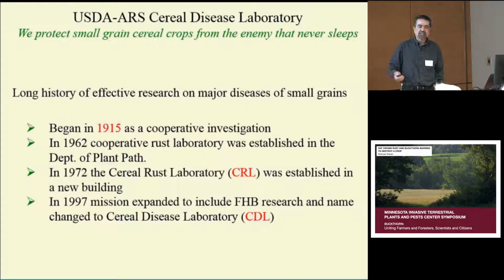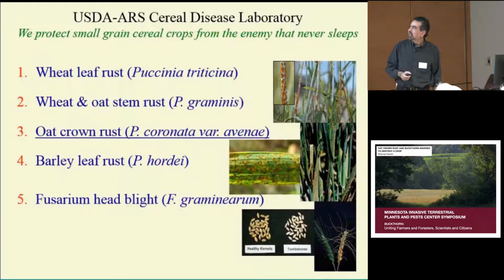But in 1997, a fusarium head blight epidemic hit. It caused billions and billions of dollars in losses to wheat, barley, and oat growers in the US. That was added to our mission, and that's when we became the cereal disease lab. So the diseases we work on are wheat leaf and stem rust, oat stem rust, oat crown rust, barley leaf rust, and fusarium head blight.